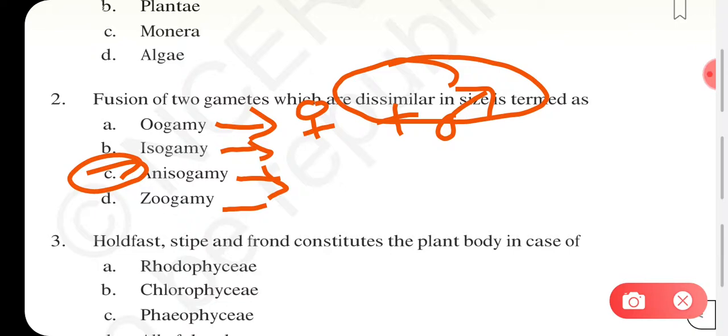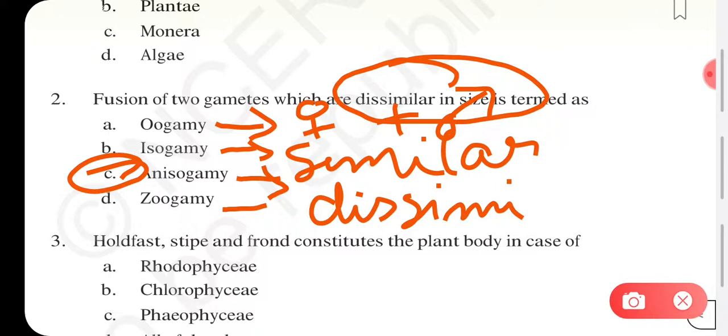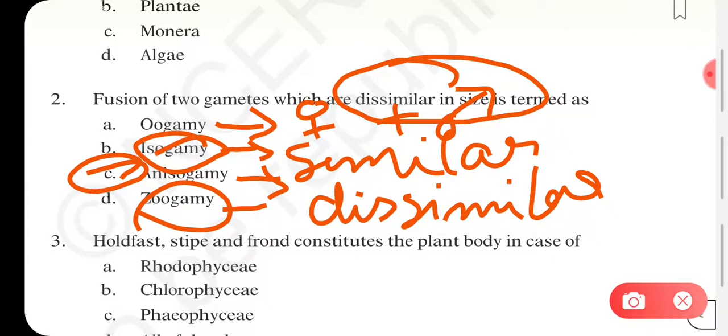So you need to remember, in isogamy the fusing gametes are similar in size, whereas in anisogamy the size is not similar, they are dissimilar. And zoogamy is related to fusion of gametes in case of animals. Fine. Some examples of isogamy are Chlamydomonas, which has flagellated gametes, and another example where the gametes are non-flagellated is Spirogyra.